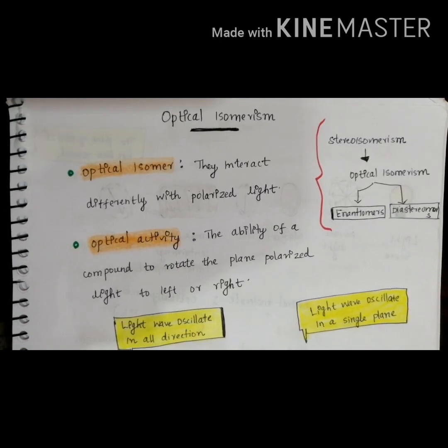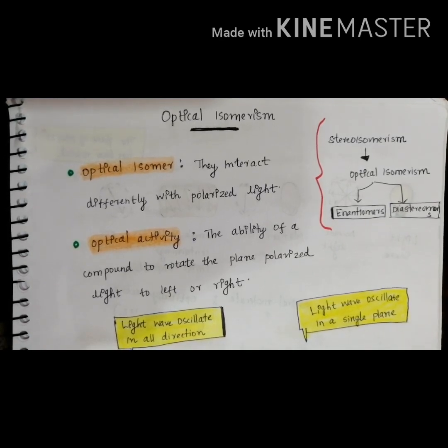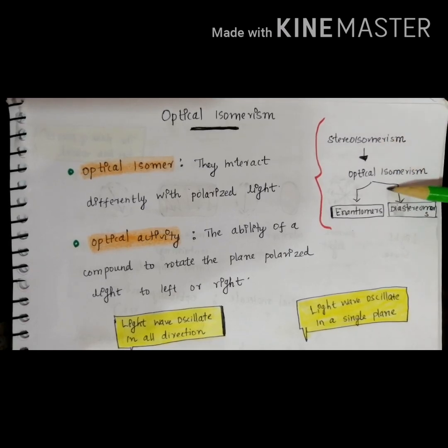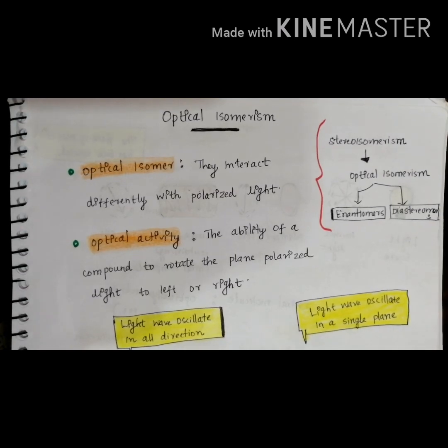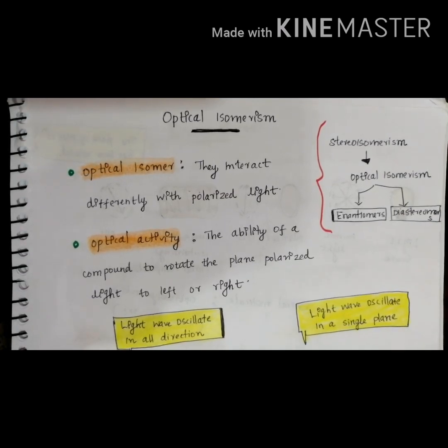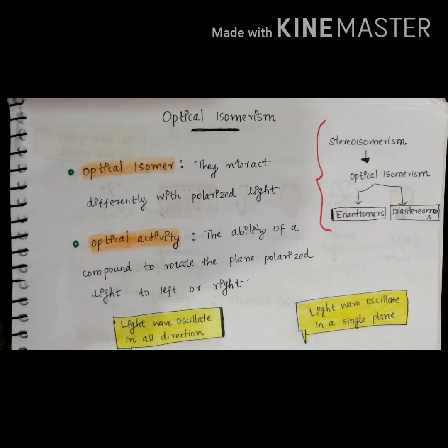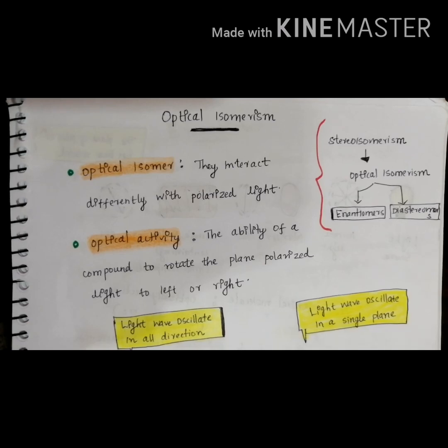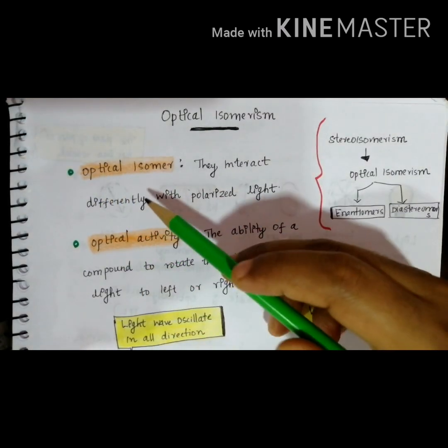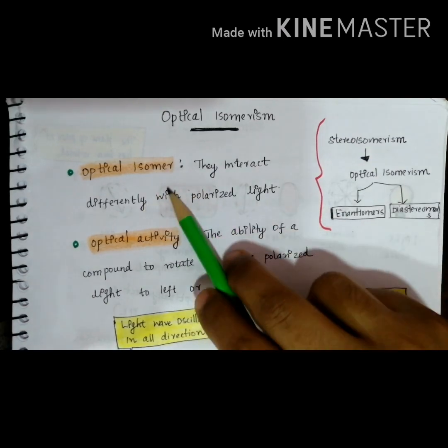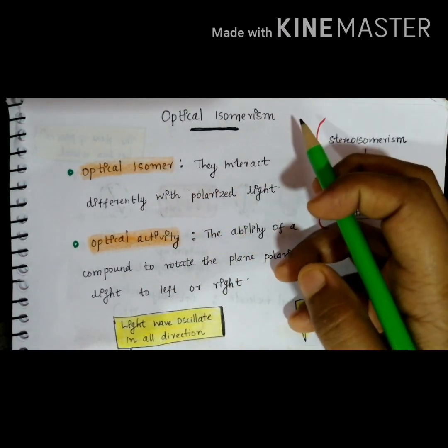In this video, we are going to discuss optical isomerism. Optical isomerism is a subdivision of stereoisomerism. In optical isomerism, we discuss the spatial arrangement of different groups of atoms, how they interact with each other, and what different physical and chemical properties are observed as a result of optical isomerism. The basic term is optical isomer. An optical isomer is actually the product of optical isomerism.